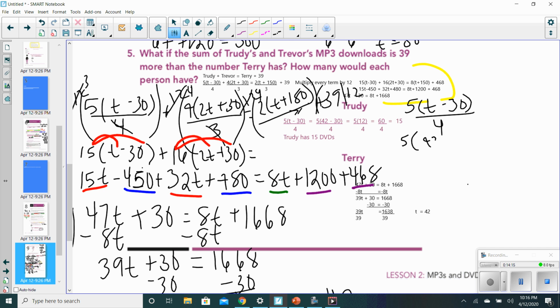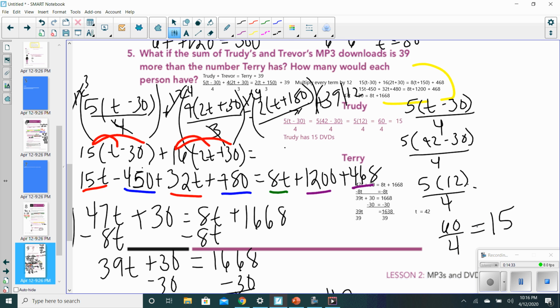So you're going to have 5 times 42 minus 30 divided by 4. That's going to leave you with 5 times 12 divided by 4. So then that's going to bring you to 60 divided by 4. And 60 divided by 4 gets you 15. So that means Trudy has 15 DVDs.